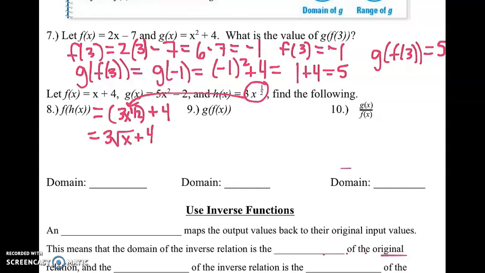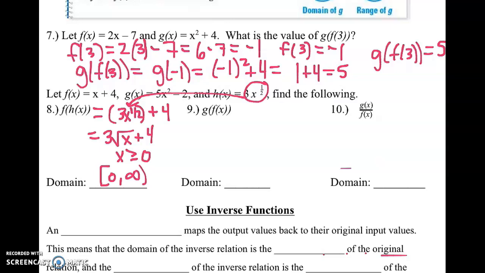All I did was take function h and plug it into function f of x in place of the x. And I didn't have like terms, so there was nothing to simplify. For my domain, though, I do have a square root, an even root, so the thing underneath, in this case the x, has to stay positive, bigger than or equal to 0, so my domain will be 0 to infinity.